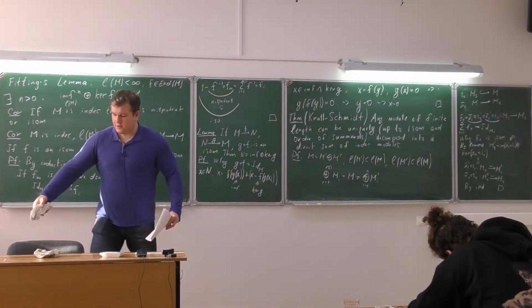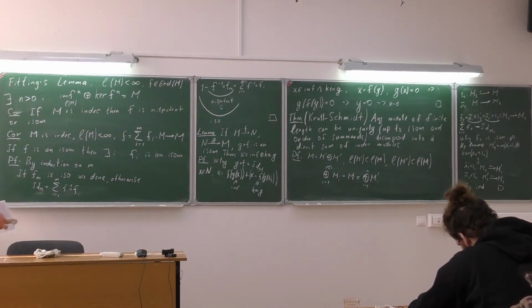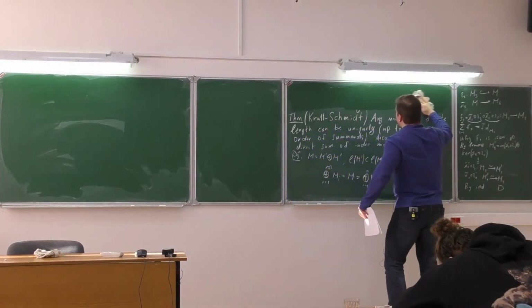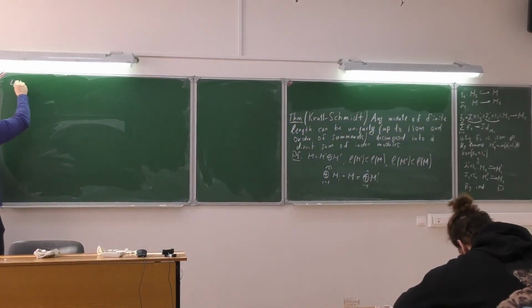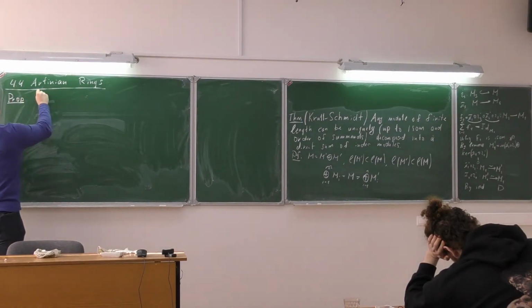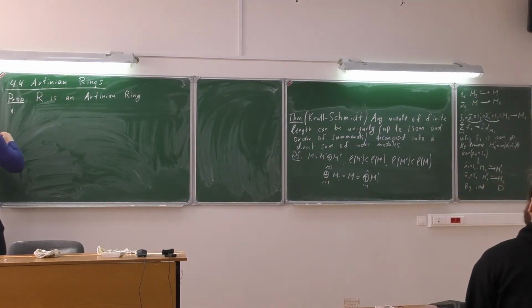Okay, and with this theorem, I'm going to finish this section about the finite length modules and go to the next section, 4.4, Artinian rings. I'm going to leave the statement of the theorem for a moment, but erase everything else. Okay, so 4.4, Artinian. So in the first proposition, I want to summarize some basic properties of Artinian rings that we're going to use later. So in this proposition, R is an Artinian ring. We have the following 5 observations.